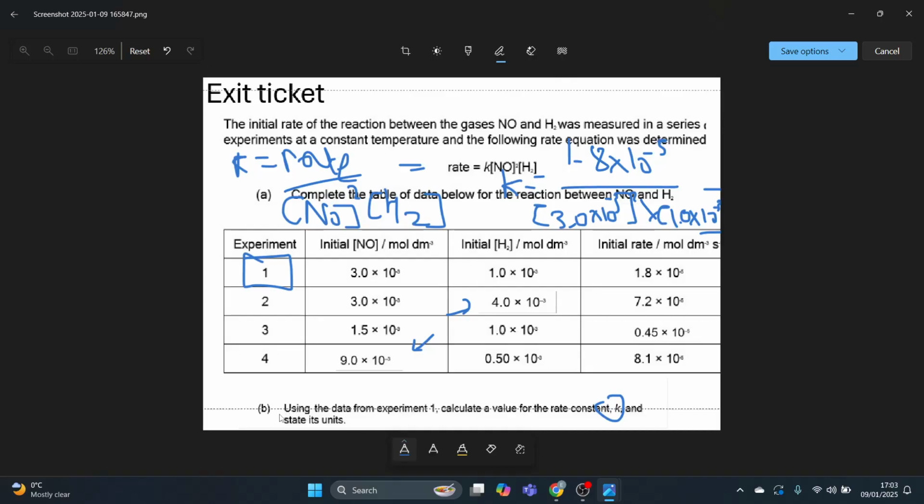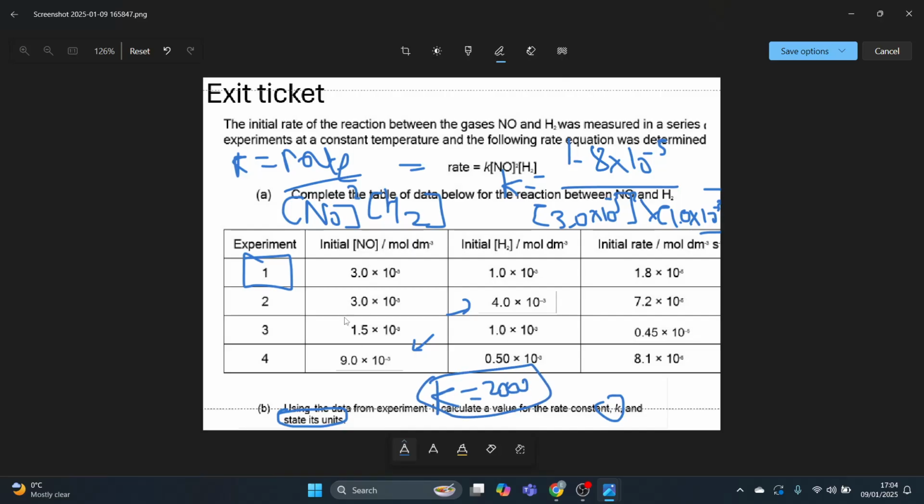And now the units. Well, first let's work out the value. 1.8 times 10 to the power minus 5 divided by 3.0 times 10 to the power minus 3 squared times 1.0 times 10 to the power minus 3 is 2000. K equals 2000, rate constant equals 2000.